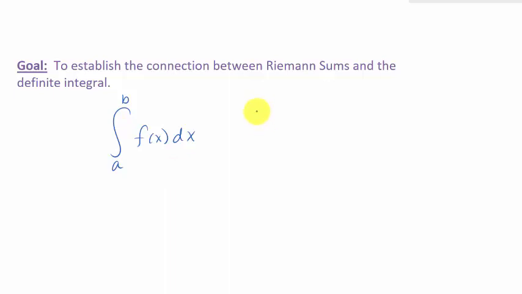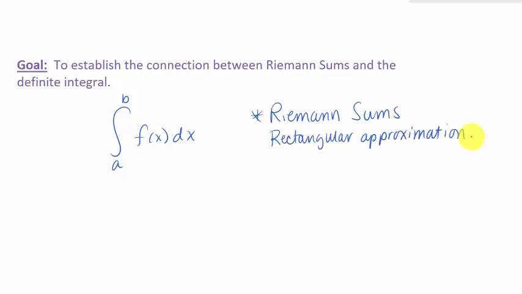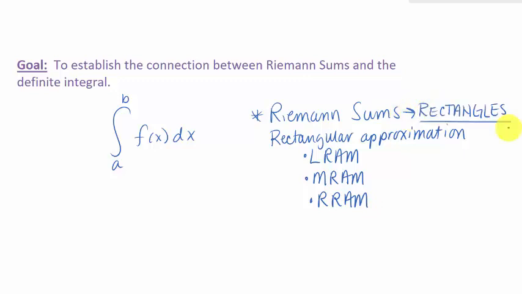In order to do this, we're going to use Riemann sums, which you should know from previous lessons are our rectangular approximation methods. Those rectangular approximations include LRAM, MRAM, RRAM, and then there's the trapezoidal approximation method, which is not a Riemann sum. So Riemann sums are only rectangles. So let's think about how we're going to use these strategies to approximate the signed area under a curve.